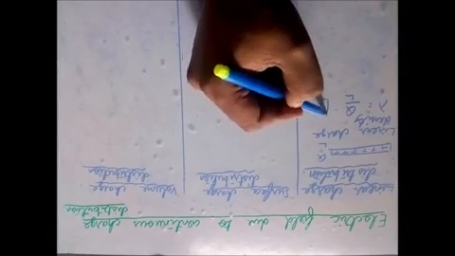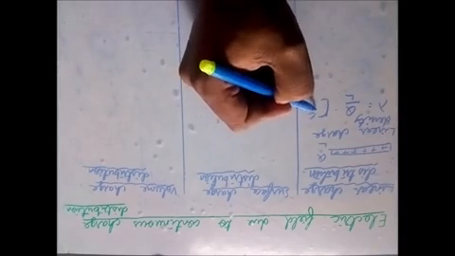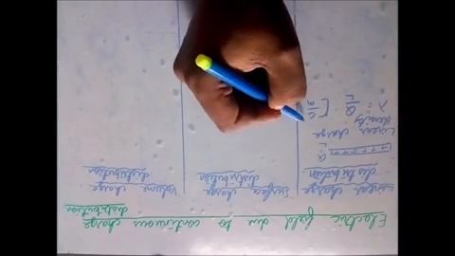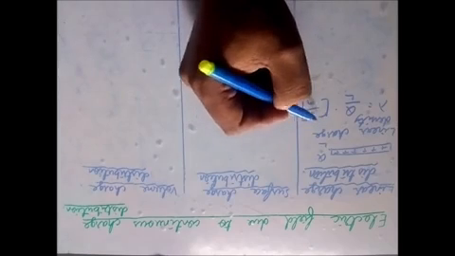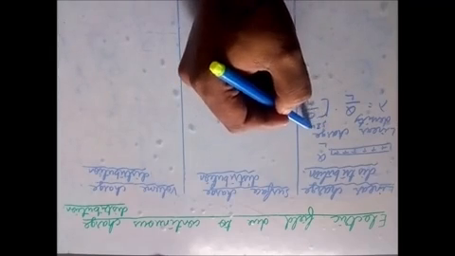So let's see what will be the SI unit for this. Charge is given as coulomb, length is given by meter. So the SI unit is coulomb per meter. That is the SI unit for this.